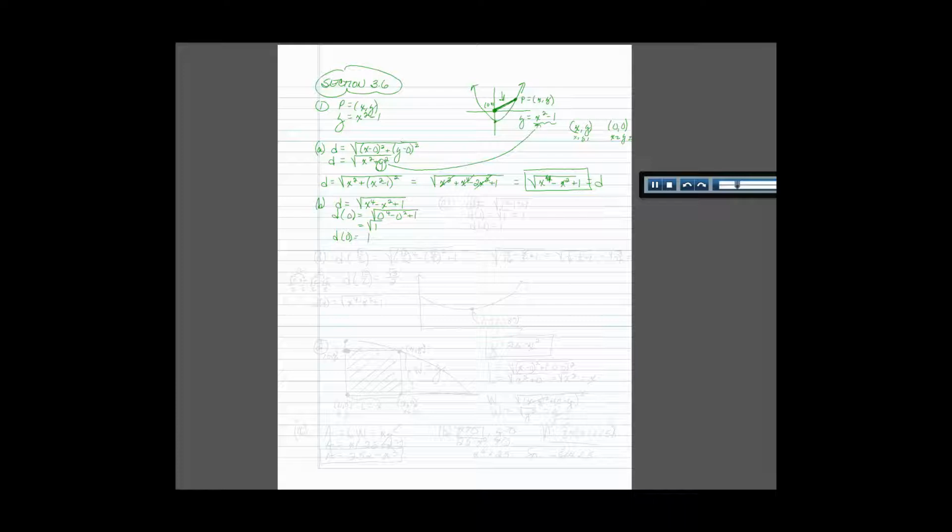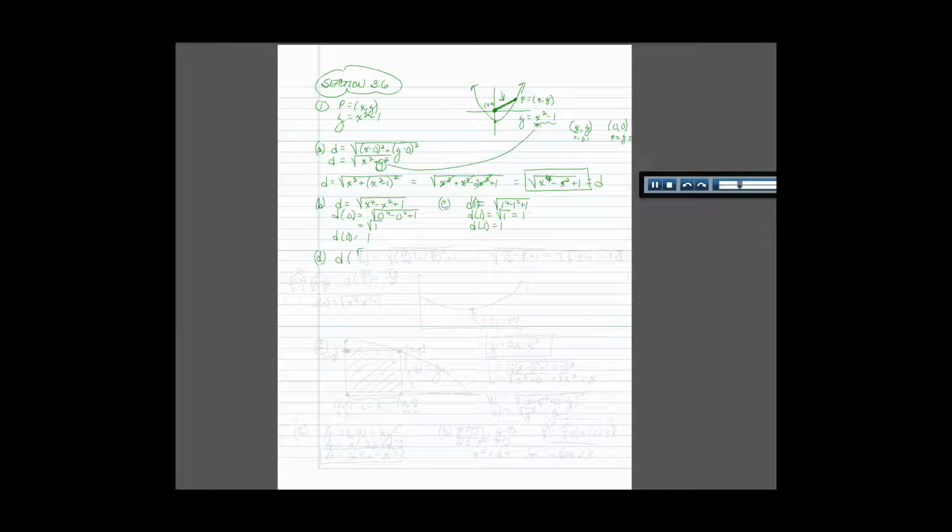Then it says, what is d if x is 1? Again, we're just going to substitute in. In part C, d of 1 is equal to the square root of 1 to the 4th minus 1 squared plus 1. So d of 1 is equal to the square root of 1 minus 1, which is 0, plus 1, the square root of 1, which is just 1. So d of 1 is also 1. And then it says, what is d if x is radical 2 over 2? That's part D.